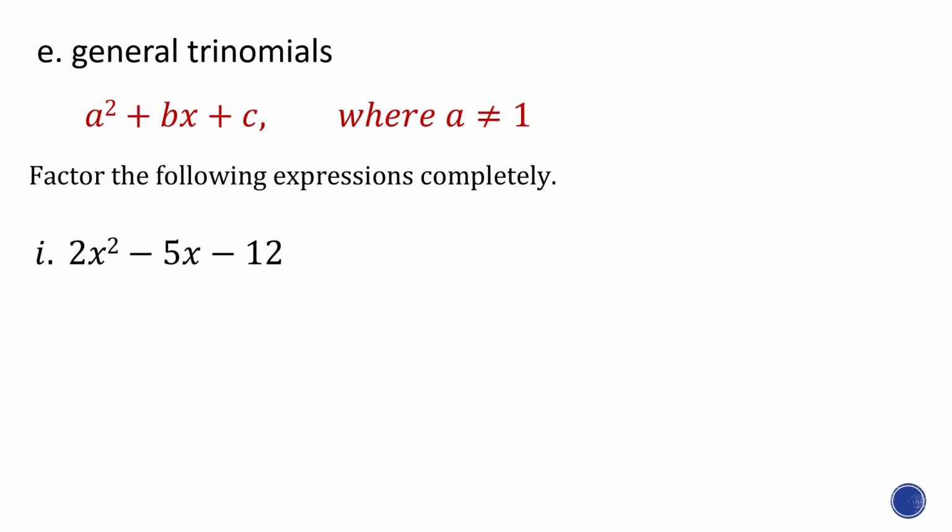Hello everyone, today's lesson is about factoring general trinomials. Again, these are quadratic trinomials, but this time our a, or the leading coefficient, is not equal to 1. I have here 3 examples for you, and the method that I'm going to use here is what we call the X method. So what is that?